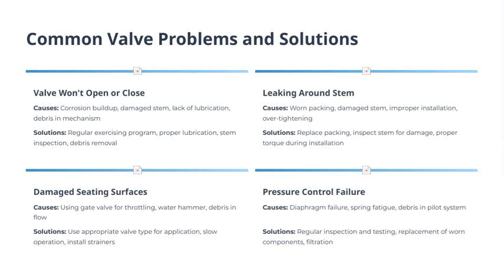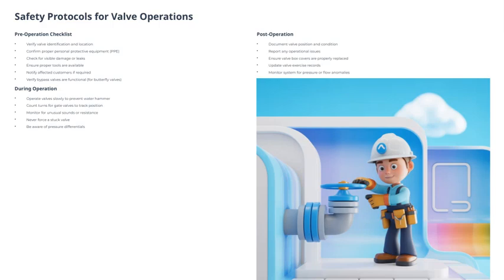Finally, if the valve won't open or close, it might be due to issues like stuck or broken components, corrosion, or debris blocking the mechanism. The key is to identify the root cause, whether it's a mechanical fault, corrosion, or debris, and address it accordingly. Overall, understanding these problems and applying the right solutions is essential for maintaining reliable valve operation and ensuring the integrity of the entire system. Let's go over some critical safety notes before we start.